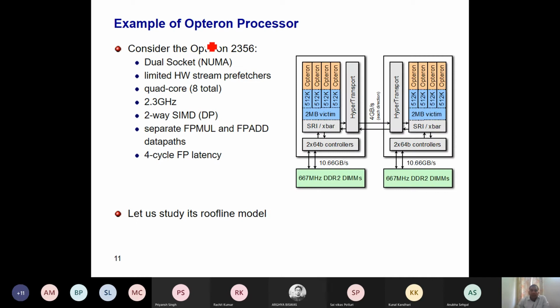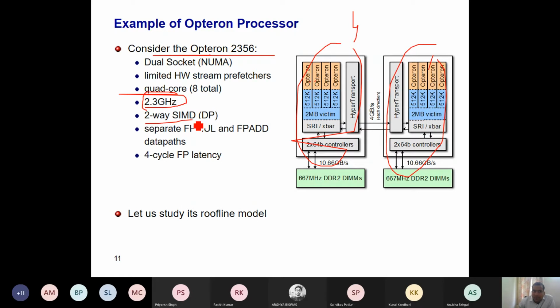So we'll take the example of AMD's Opteron processor. This is a certain model. It has dual sockets. So this is one socket, this is another socket. It has some prefetcher. What that is, don't worry, I will explain the key idea a little later. Now it has eight cores total. 4 cores are here, 1, 2, 3, 4, and 4 cores are here. So total 8 cores. It has a frequency of 2.3 gigahertz.